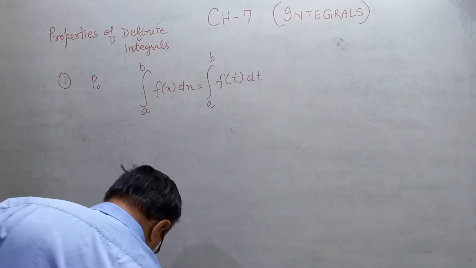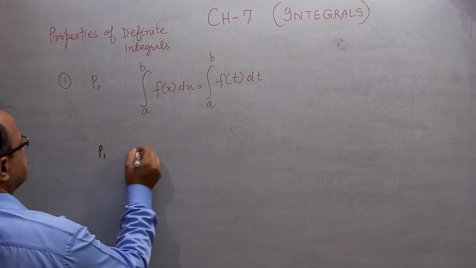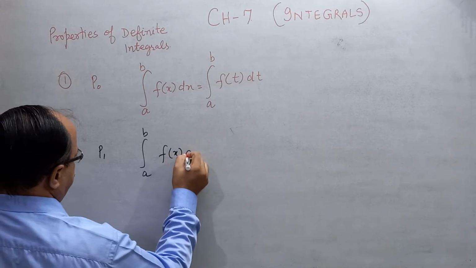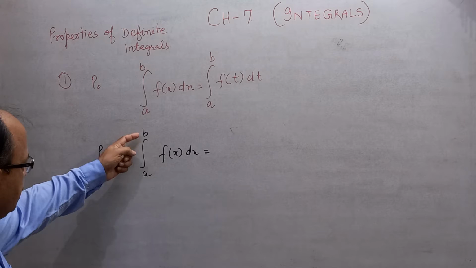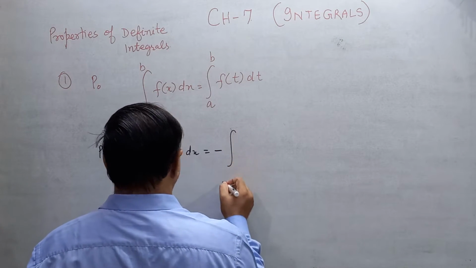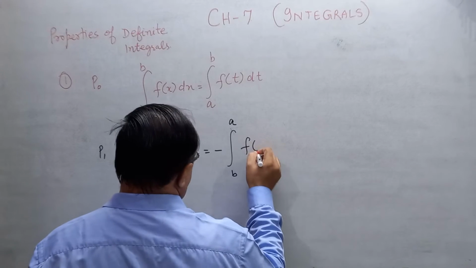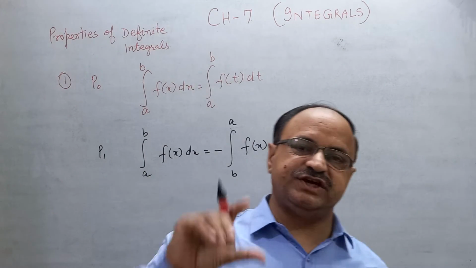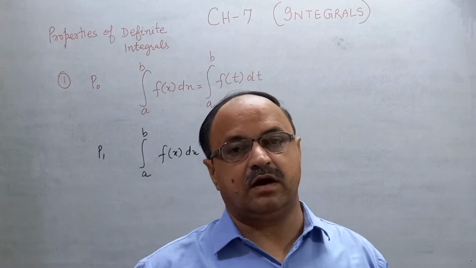And the second property, that is property number P1, integration a to b f of x dx. You can change the limit, upper limit to lower limit and lower limit to upper limit. You can change the limit, just a minus sign comes before the integration. When you change the limit upper to lower and lower to upper, then the minus sign will come.